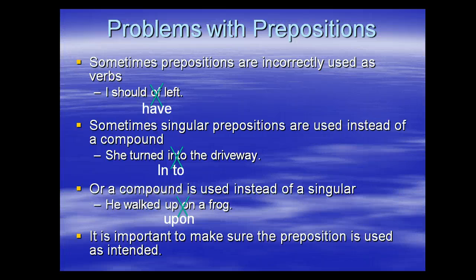Okay. Now here's our list of prepositions. You can see we have a list of them. Sometimes prepositions are incorrectly used as verbs. People say I should of, or I'm gonna of. Prepositions are not actions, they cannot be verbs. So instead of I should of, we should say I should have. So that's something to look out for in your writing.